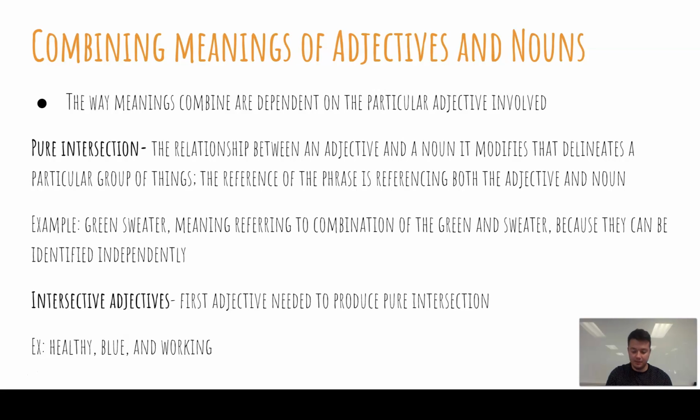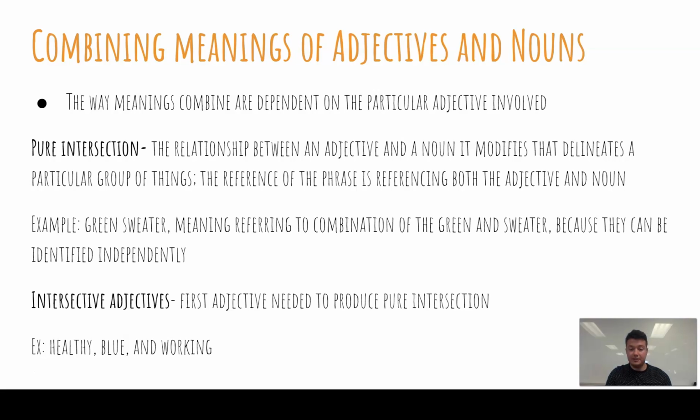To understand that, we must understand the concept of pure intersection. Pure intersection is the relationship between an adjective and a noun it modifies that delineates a particular group of things, and the reference of the phrase is referring to both the noun and the adjective. An example is "green sweater." The relationship is between the adjective green and the noun sweater. The main concept is that the two can be identified independently. So green can be independent of sweater, and sweater is independent of green.